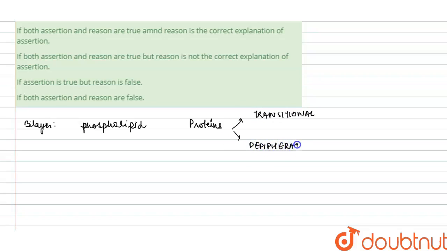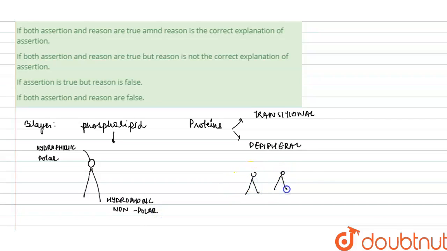All right, so phospholipid consists of a hydrophilic head and a hydrophobic tail. The head is hydrophilic and polar in nature, whereas the tail is hydrophobic and non-polar in nature. They are arranged in the bilipid layer like this. This is the phospholipids, and there are certain proteins which are present on the periphery, whereas certain proteins are completely buried inside, which are known as the transmembrane proteins.